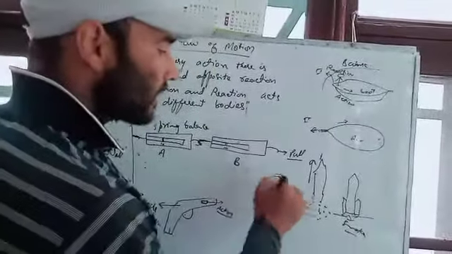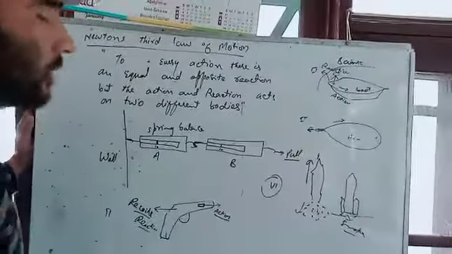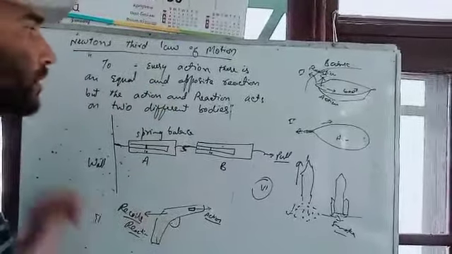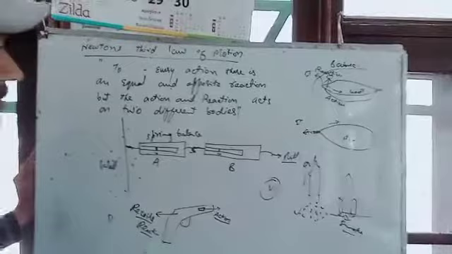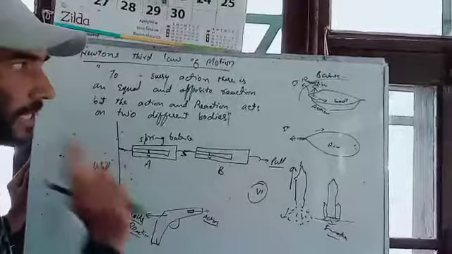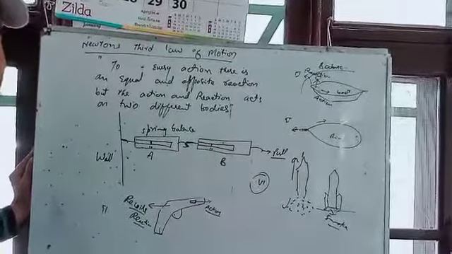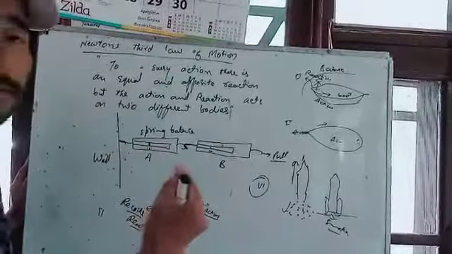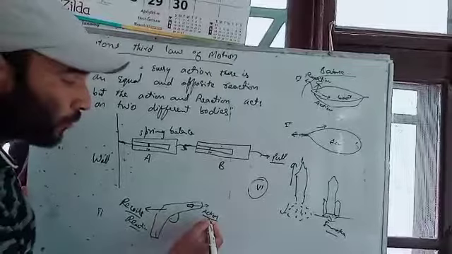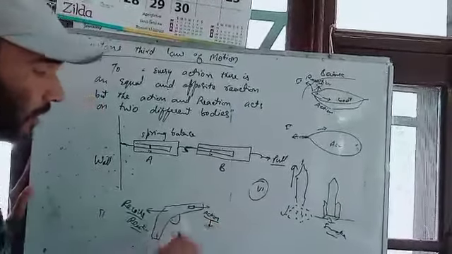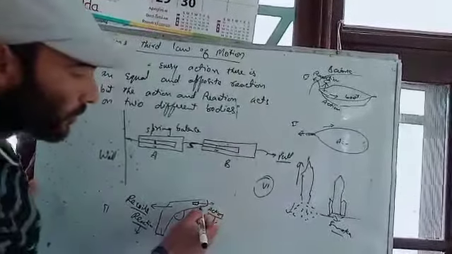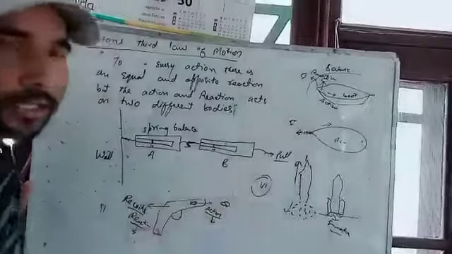These are some examples which explain the third law of motion: to every action there is an equal and opposite reaction, but action and reaction act on two different bodies and have different results on those two bodies. It does not mean the force is different; the action force is equal to the reaction force, but the effect of the force on two different bodies, that means on the bullet and the gun, is different.